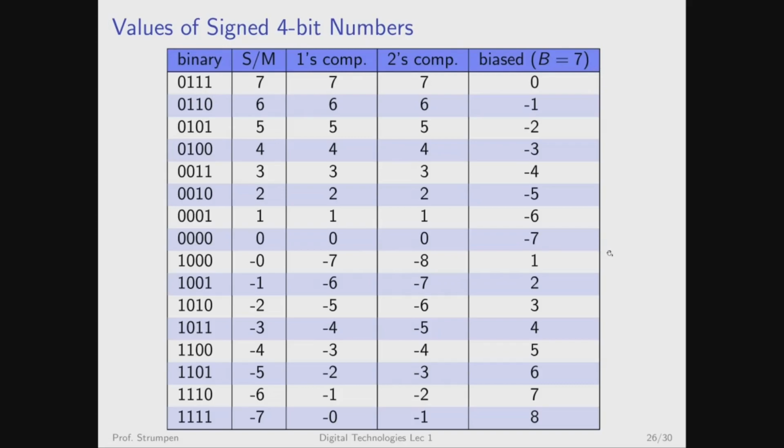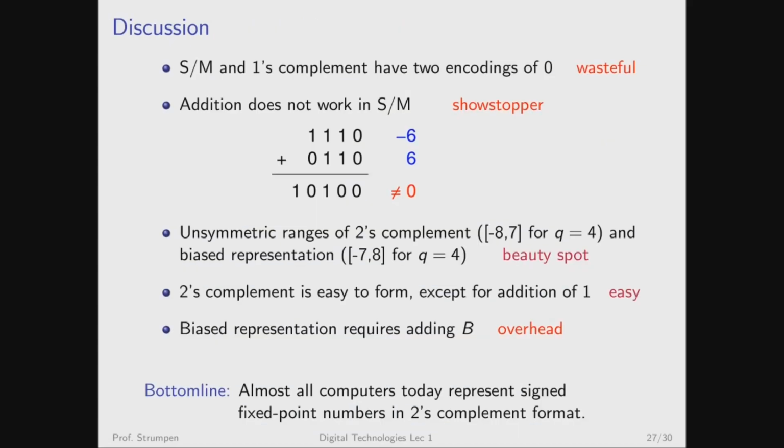You can try that yourself. That is actually rather straightforward. Okay, brief discussion of these different formats, right? Sign and magnitude as well as the ones complement have 2 encodings of 0. That's considered wasteful, and it actually introduces complications when it comes to building digital systems. There is one more snag in the sign and magnitude representation that makes it a complete showstopper. We do not want to use sign magnitude representation of numbers.